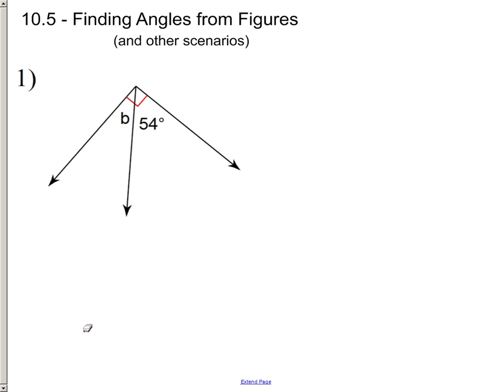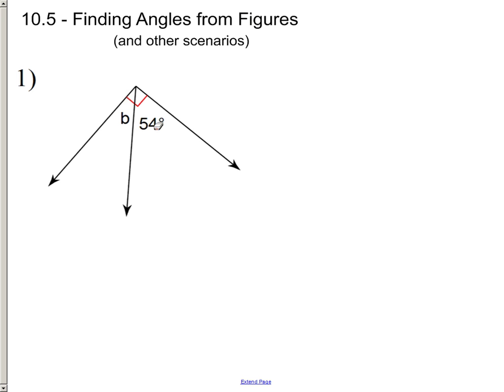We're going to do a little bit of review today, and that's basically finding missing angles from figures. And we're also going to throw in a little bit of new material to kind of take us further down this path. Right now, you should be looking at this and realize that you're looking at complementary angles right here.